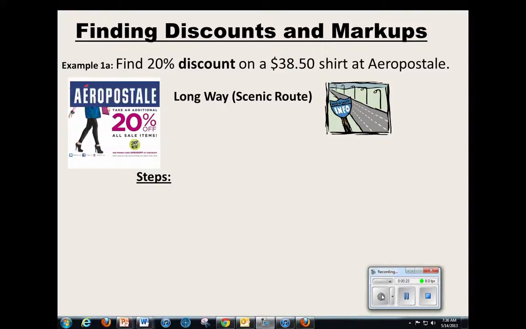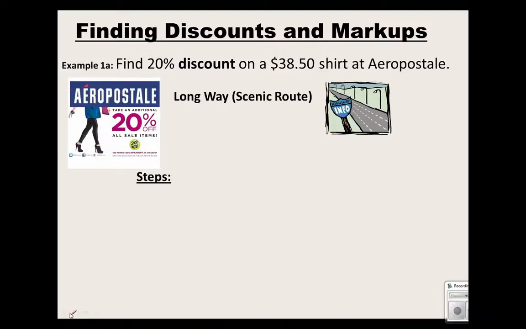Now I'm going to show you two methods for figuring out these kind of problems. One of the ways, I call it the long way, scenic route, is to find the discount. You then take that away from the original price. So let's go ahead and just find 20% of $38.50.